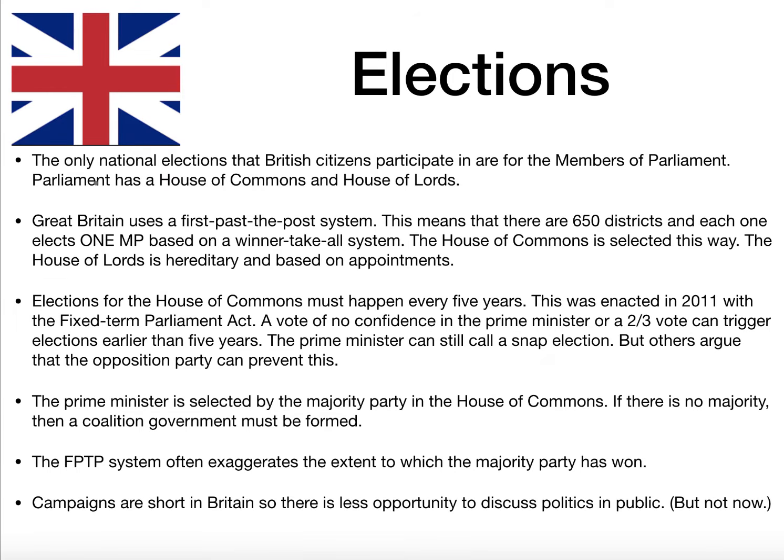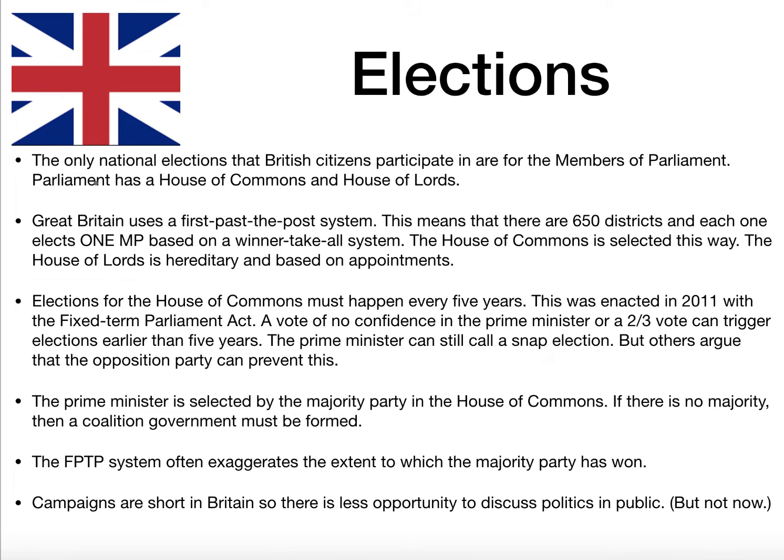Okay, so now we get to these elections. The only national elections that people vote for in Great Britain are for the members of Parliament, specifically the House of Commons. They use what is called a first past the post system. So there are 650 districts all throughout Great Britain, and each one will elect one member of Parliament. Whoever gets the most votes wins that seat. It's a winner-take-all system, but this often could lead to two parties dominating and making it more difficult for third parties to get any seats.